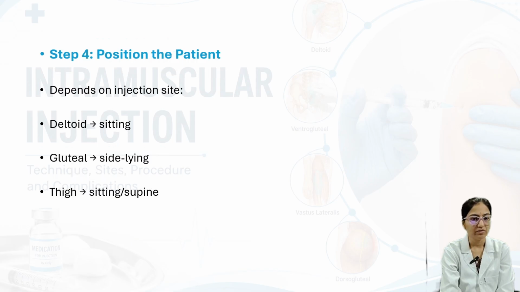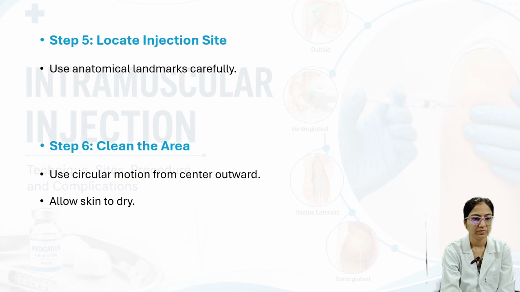Next we'll see step 4, position the patient. It depends on the injection site. Deltoid, in the sense the patient may sit. Deltoid sitting, gluteal side lying, and then thigh sitting or supine position. Next, fifth step, that is locate injection site. We need to use anatomical landmarks carefully.